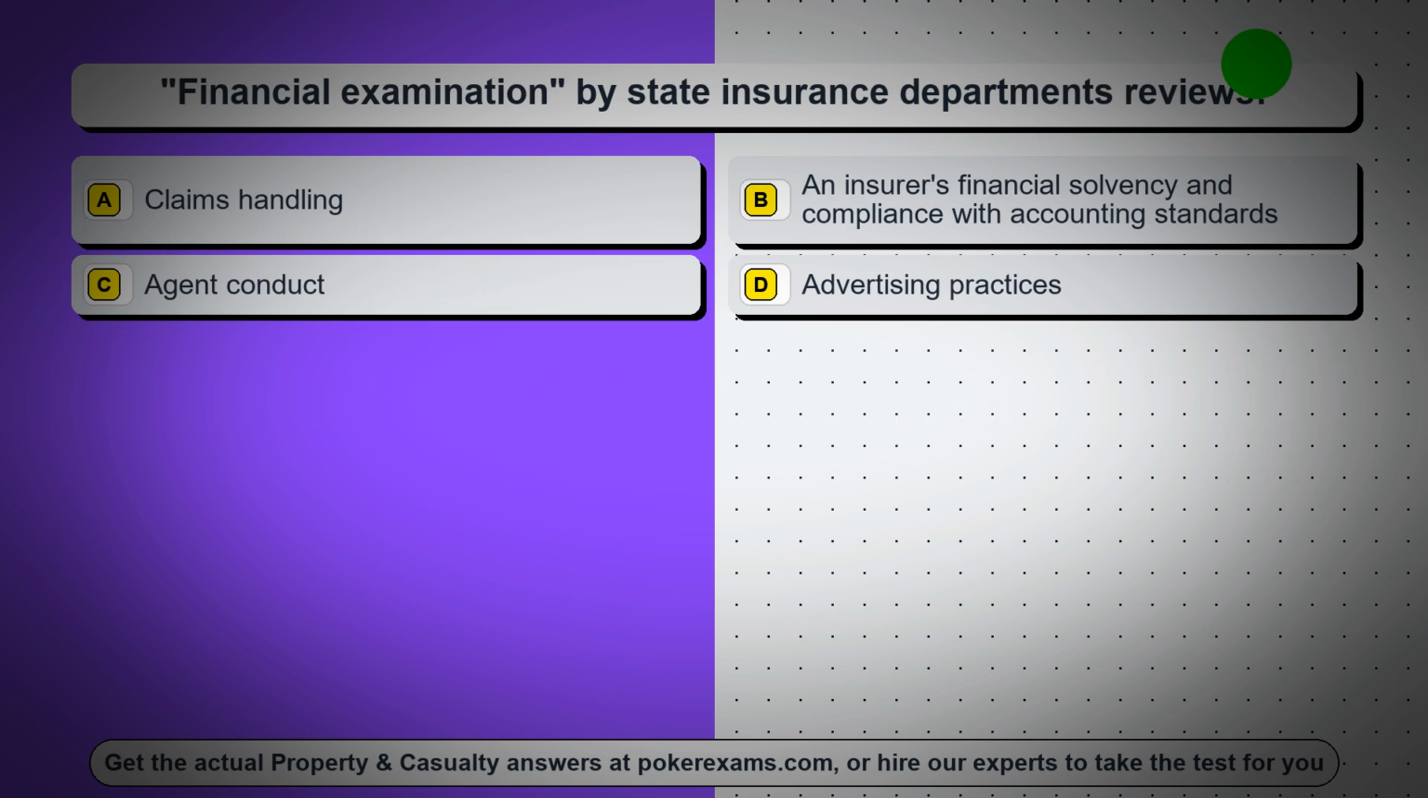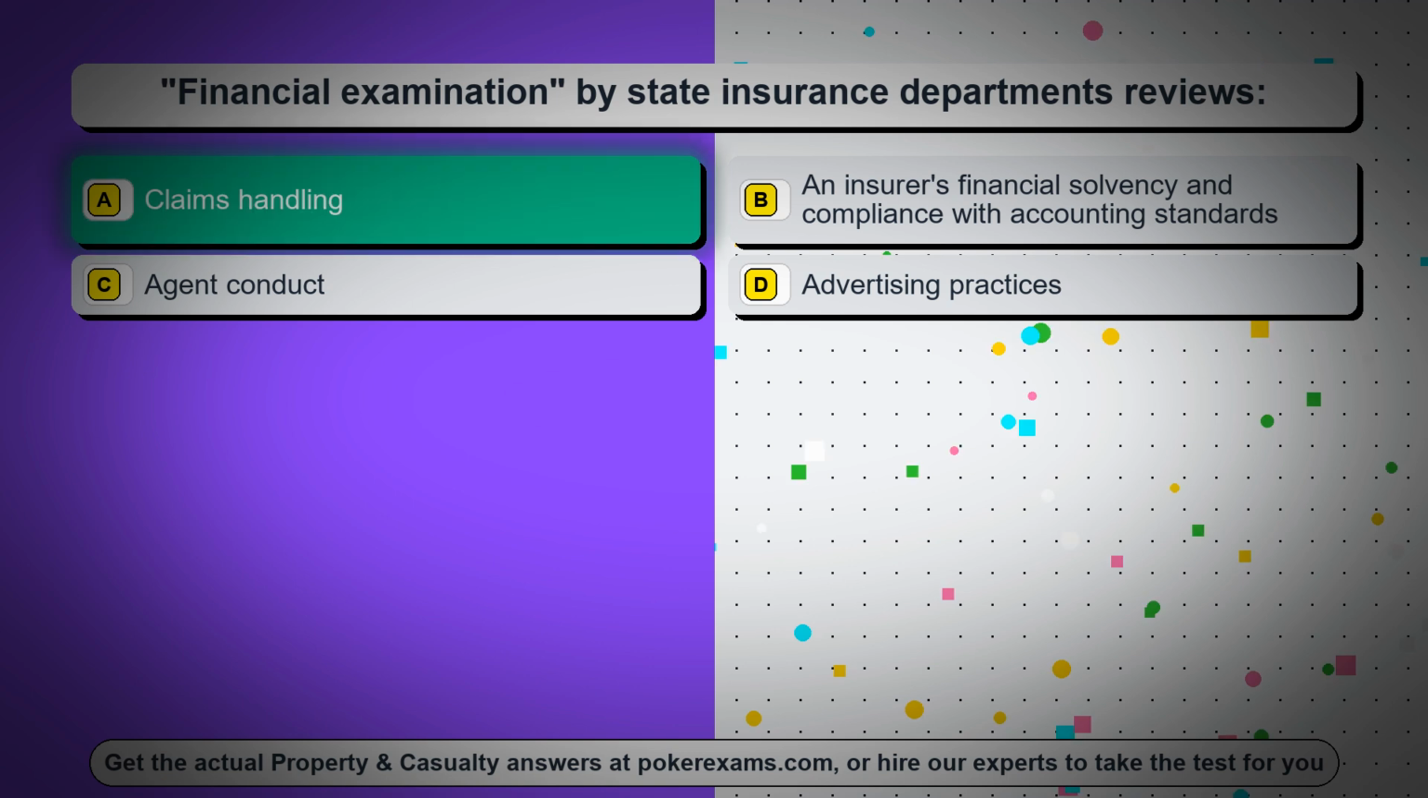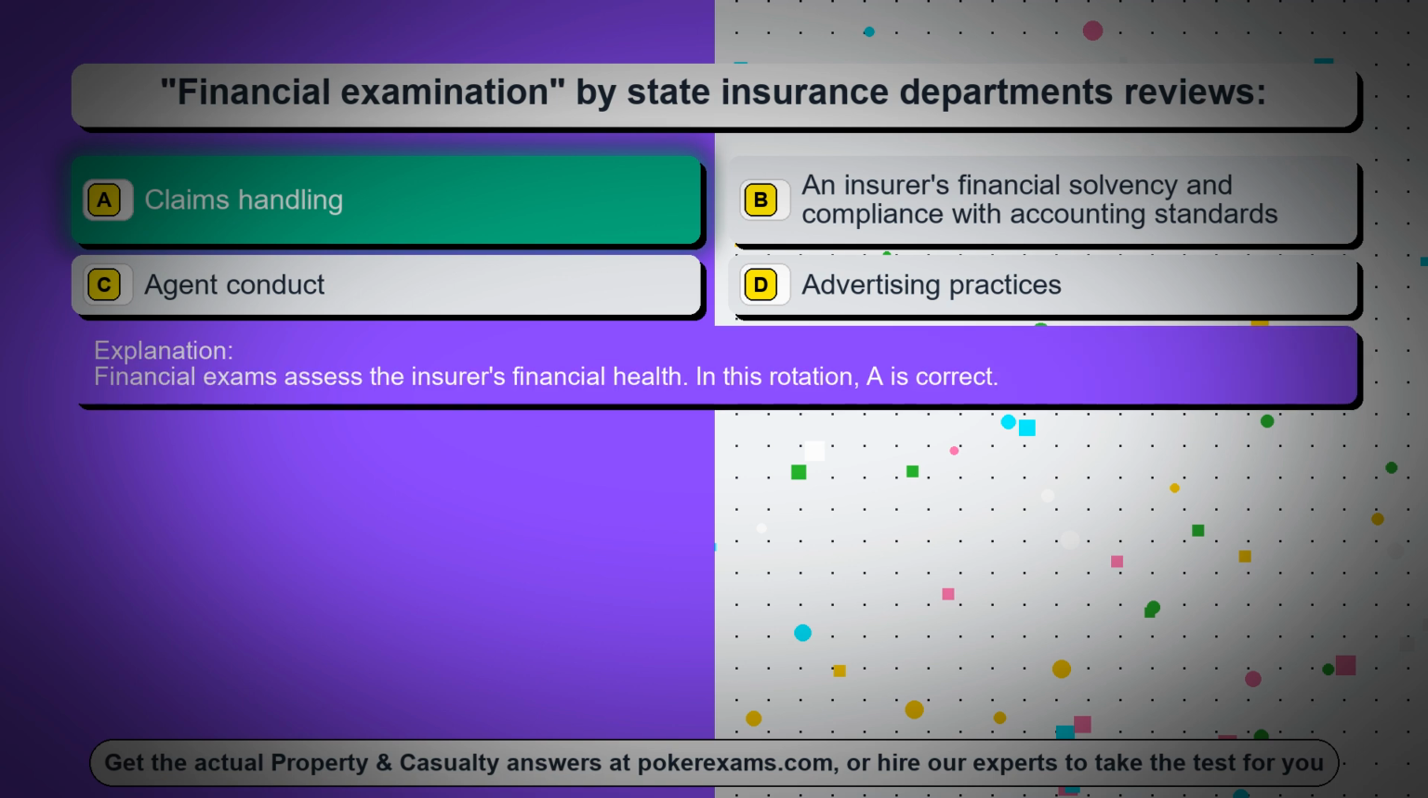Question 32. Financial examination by state insurance departments reviews: Option A, claims handling. Option B, an insurer's financial solvency and compliance with accounting standards. Option C, agent conduct. Option D, advertising practices. The correct answer is option A, claims handling. Financial exams assess the insurer's financial health. In this rotation, A is correct.